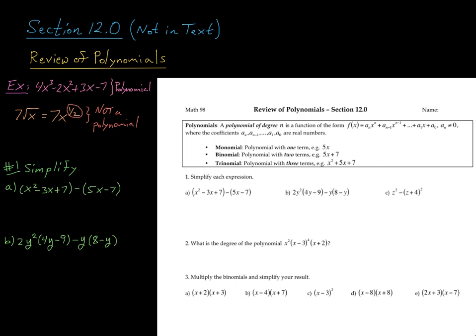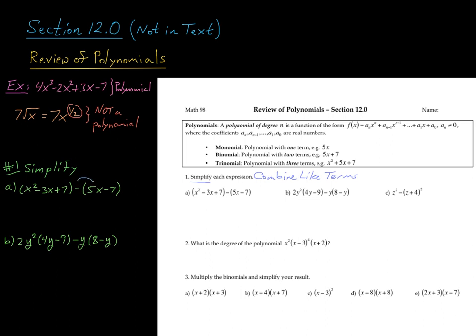Okay, great. So now let's look at number 1 on our worksheet where we're asked to simplify each expression. This is really asking us to combine like terms. So looking at part A, I'm taking x squared minus 3x plus 7, and then I'm subtracting from that 5x minus 7. So what I'm going to do is first just open parentheses.